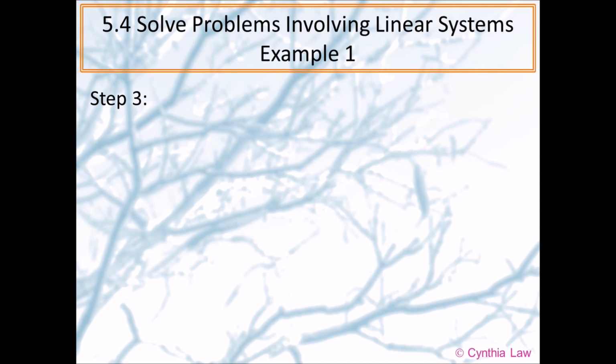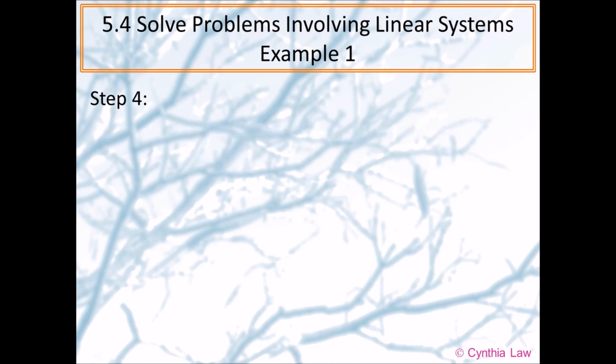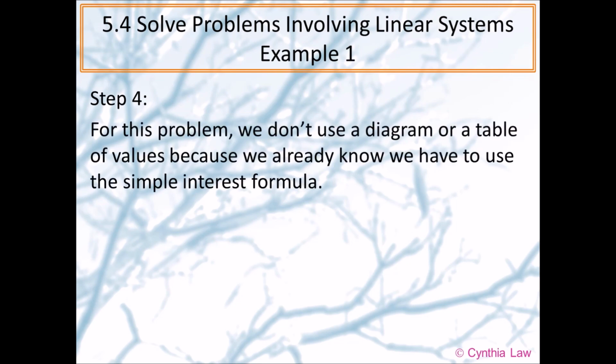Step 3, we want to make sure that we're not going to use any information that is not needed for the question. When we check the information that we have, we notice that actually we need everything that is given to us to do the question. Step 4, a diagram is not applicable in this case. If you want, you can use the table values as well. However, we're not going to use it in this case because we can use the simple interest formula.